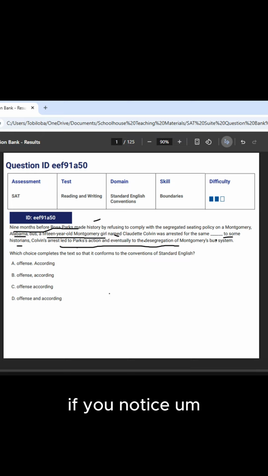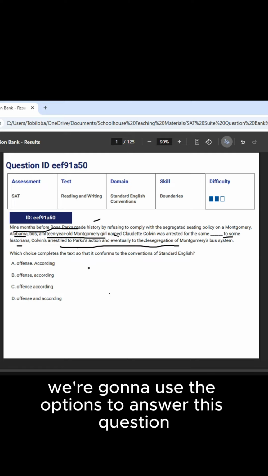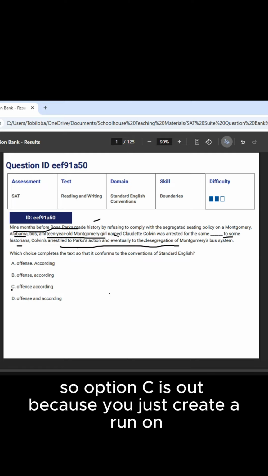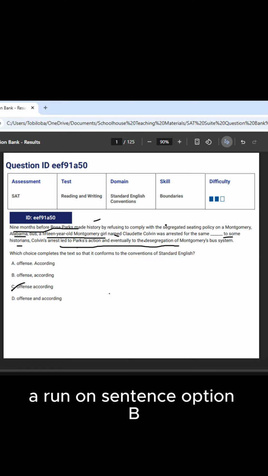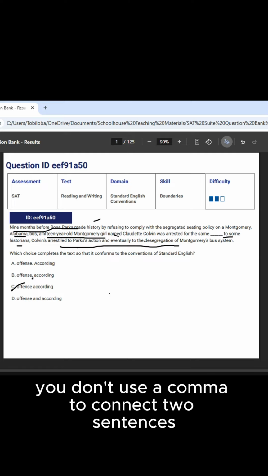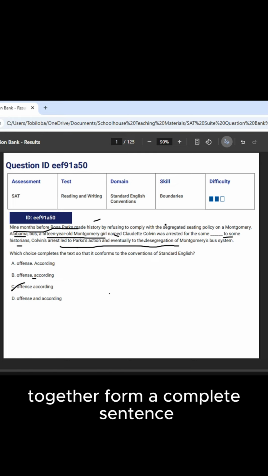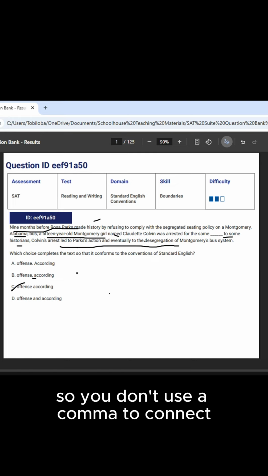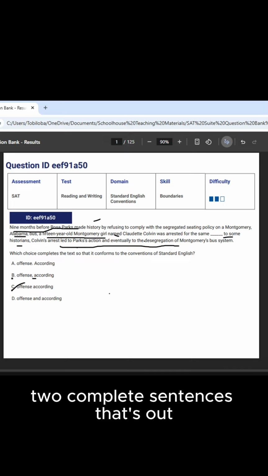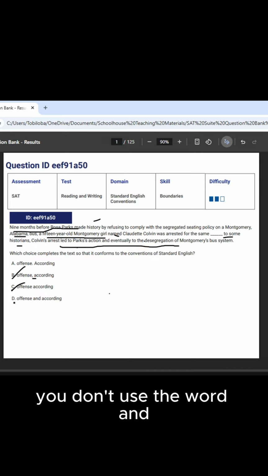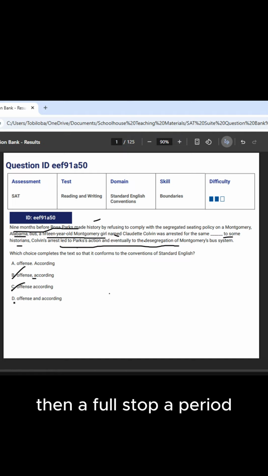If you notice, we're gonna use the options to answer this question. So option C is out because it just creates a run-on sentence. Option B, you don't use a comma to connect two sentences because these dependent and independent clauses together form a complete sentence. So you don't use a comma to connect two complete sentences. That's out. You don't use the word and, then a full stop, a period.